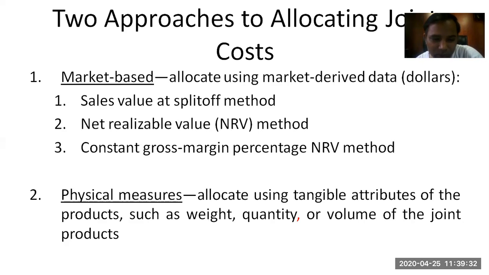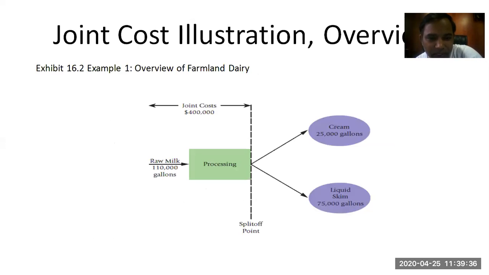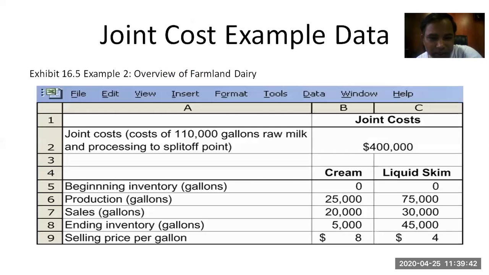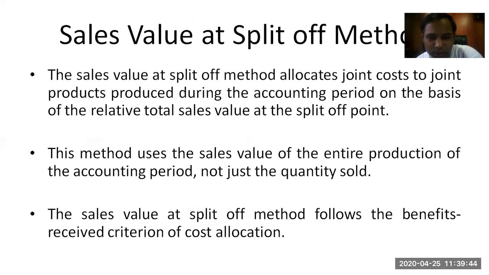Today we are going to solve some sums on physical measures as well as NRV. This is an illustration given to you, and these are examples we are going to solve. Sales value at split off method: just look at the methods and then we'll move on to the sum. The sales value at split off method allocates joint cost to joint products produced during the accounting period on the basis of the relative total sales value at the split off point.